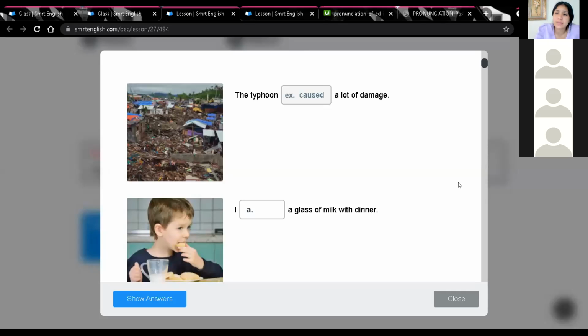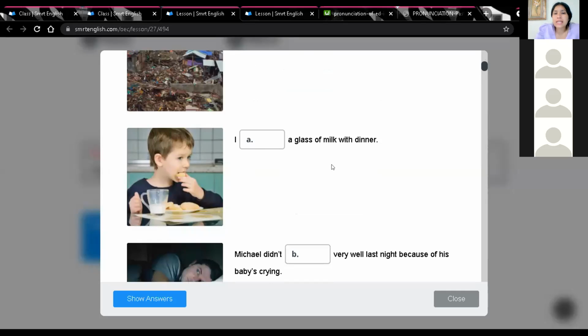Okay, let me go to the exercise. Here we go. Okay, let's go to the first part. And well, we already have the example, which is a typhoon caused a lot of damage. Let's go to the letter A. Guillermo, what do you have in letter A?